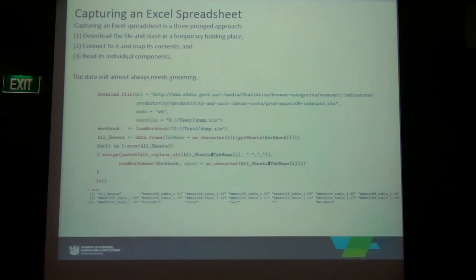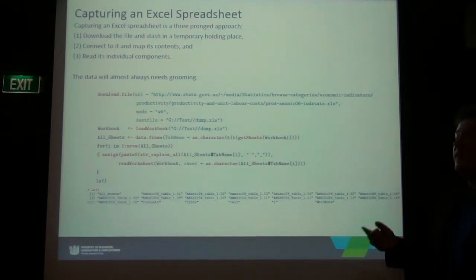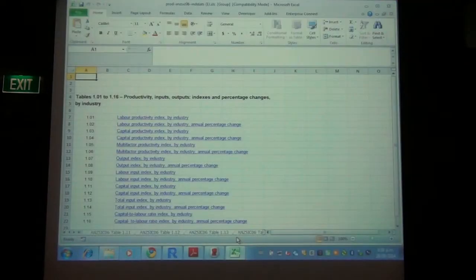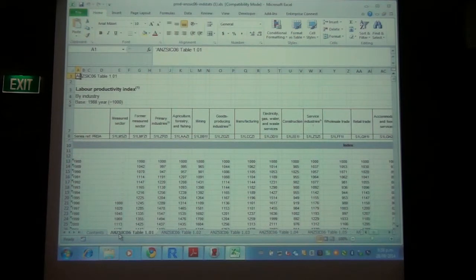One of the things I do is a three-pronged approach. First off, download the data, stash it in some place and map its contents, and then read in the individual data. Now here's the data which we're going to read in. It's Stats New Zealand data comprising a truckload of tabs, one of them is the contents. Then we've got data which looks like this.